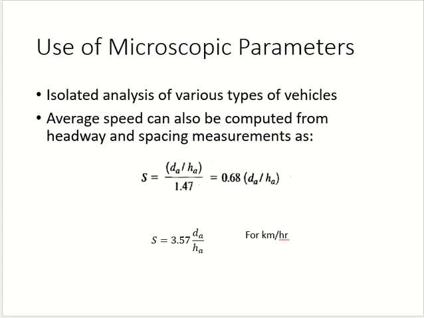SMS is macroscopic. Since the spacing will be in feet and the headway will be in seconds, I need a conversion factor. This will give me speed in miles per hour. This is a conversion factor for feet per second to miles per hour. And if you want the speed in kilometers per hour, your spacing will be in meters, headway in seconds, and this is the conversion factor. Clear? Any questions?